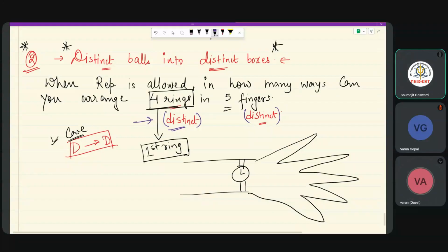See, the first ring can be placed in this one, can be placed in this one, can be placed in this one, can be placed in this one. Is anybody stopping me from putting the first ring into any one of these 5 positions? The first ring can go wherever it wants.